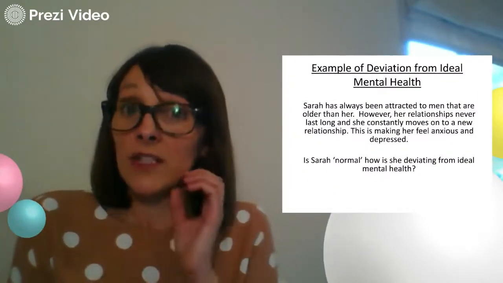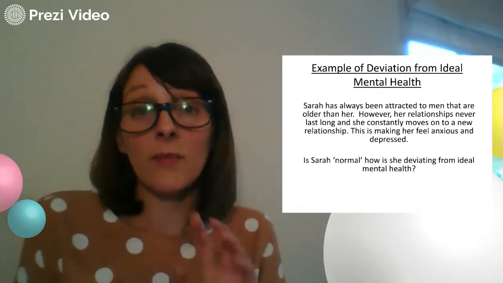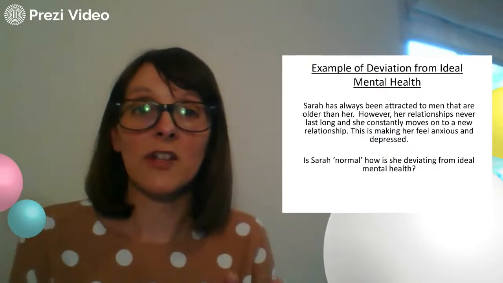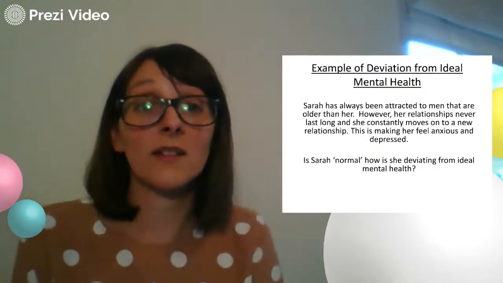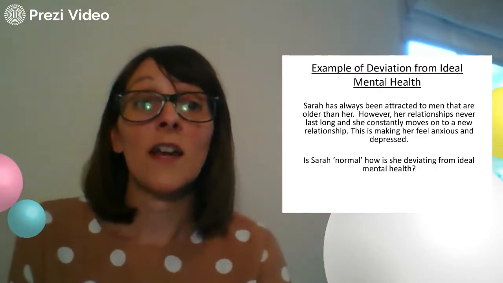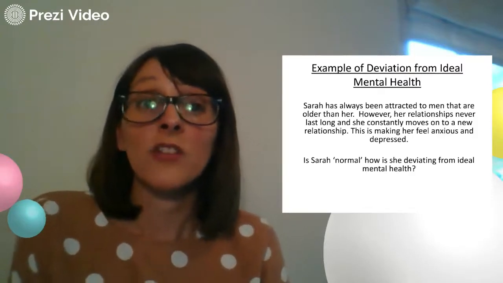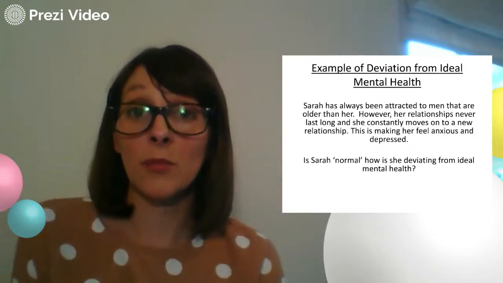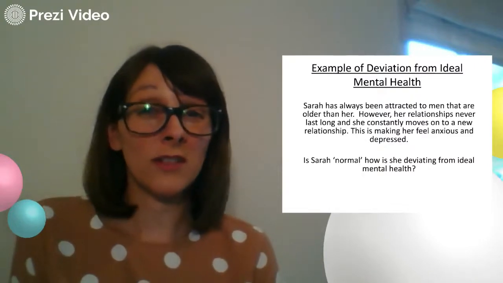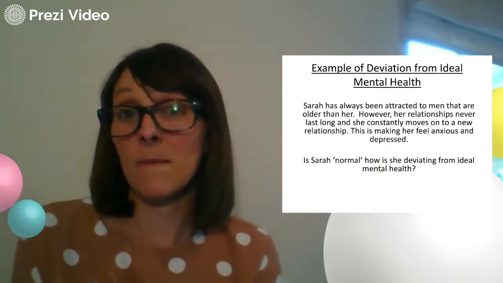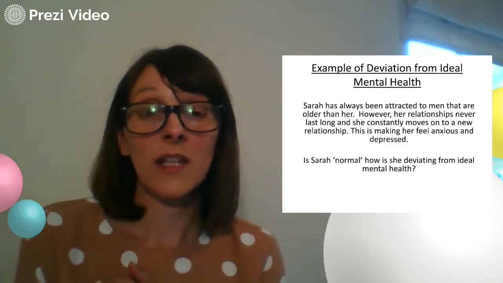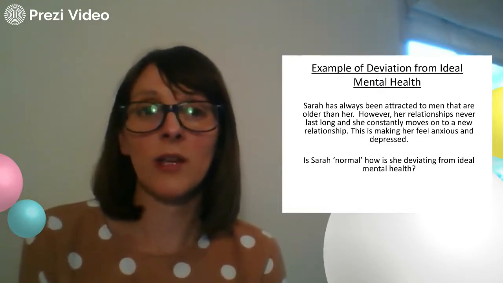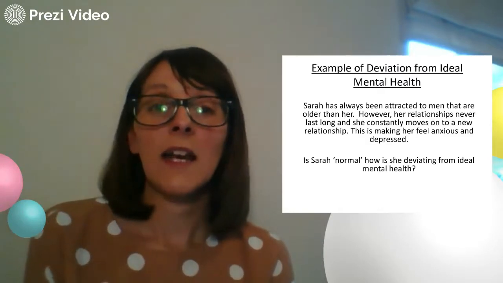Your example of deviation from ideal mental health is more of a scenario than an example. So we've got a scenario here, we've got Sarah, who's attracted to men that are older than her, but her relationships never last long. She's constantly moving on to a new relationship, and this is making her feel anxious and depressed. So if you've looked at some bits in attachment, you might be able to link that to this, and Bowlby's theory of monotropy, that might link to this quite well.